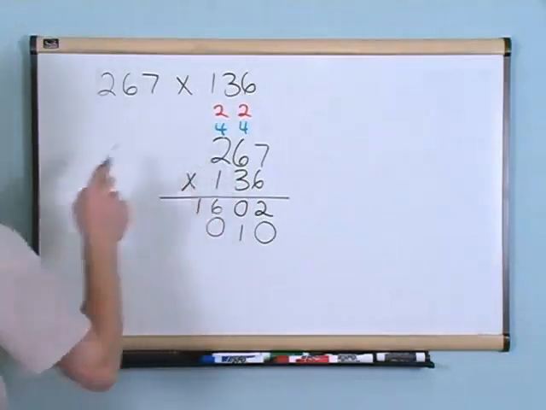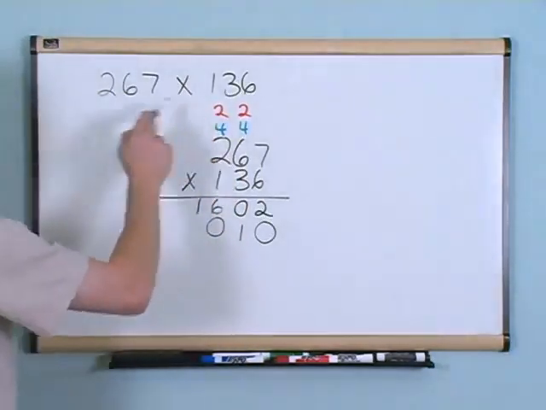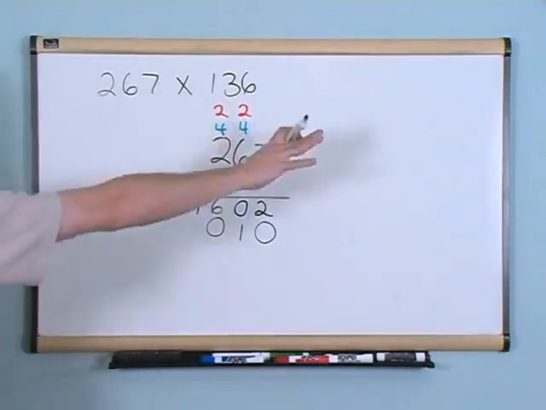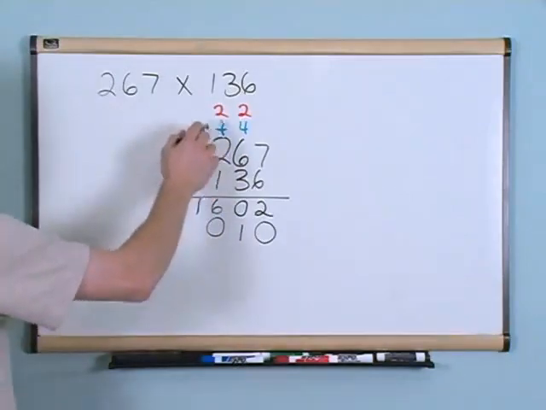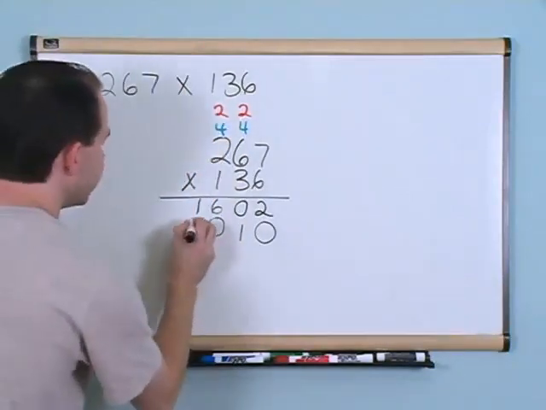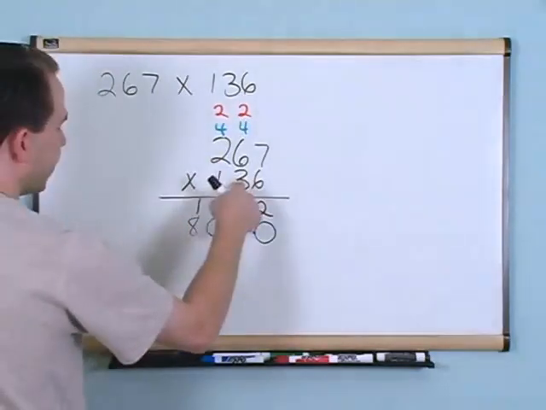3 times 2 gives us 6, right? But we have to add 2 because remember this 2 is here. This 4 is no longer involved. It was left over from before. So 3 times 2 gives us 6, plus 2 gives us 8. So we have an 8 there, okay? Now we're done multiplying everything by 3.